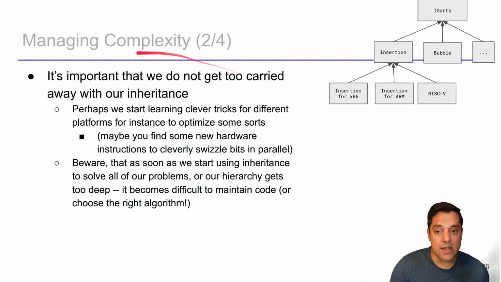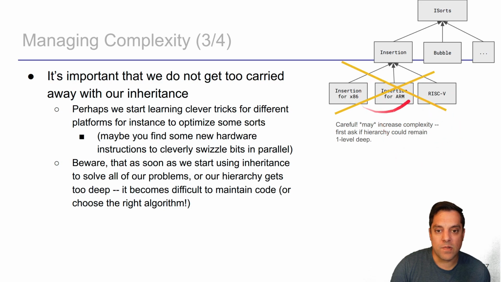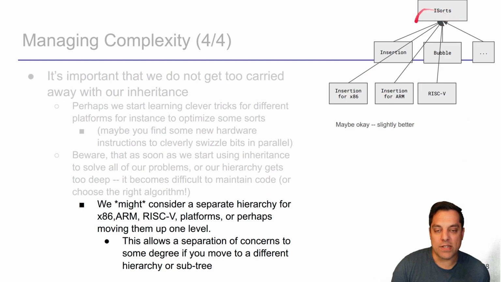Now, of course, in managing complexity, we do have to be careful. Maybe we find an insertion sort for x86 because there are cool instructions for swizzling or swapping data, and we start extending this hierarchy. So there could be some complexity that arises with inheritance. We have to be careful if this hierarchy were to get too big. So maybe you could try to avoid deep hierarchies, and maybe we could just point everything to isort. Again, that's just a little note on being responsible with inheritance.